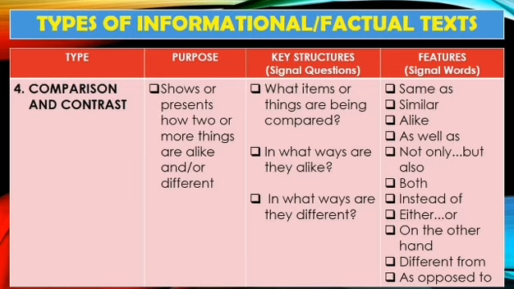And for the features, we have the signal words, of course: same as, similar, alike, as well as, not only but also, both, instead of, either or, on the other hand, different from, and of course, as opposed to.